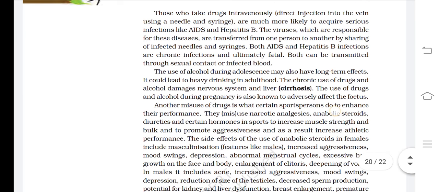Those who take drugs intravenously, by direct injection into the vein using a needle and syringe, are much more likely to acquire serious infections like AIDS and hepatitis B. The viruses responsible for these diseases are transferred from one person to another by sharing infected needles and syringes. Both AIDS and hepatitis B infections are chronic and ultimately fatal. Both can be transmitted through sexual contact or infected blood.